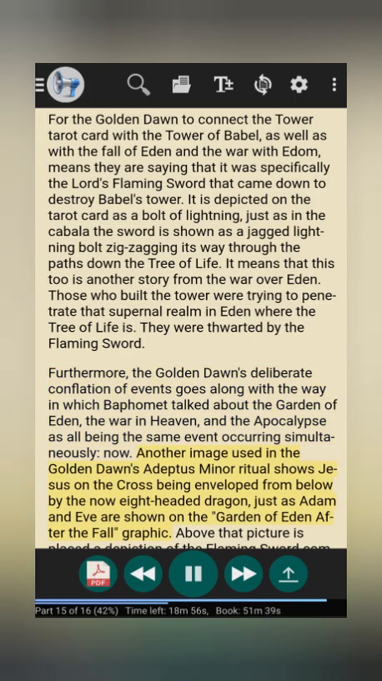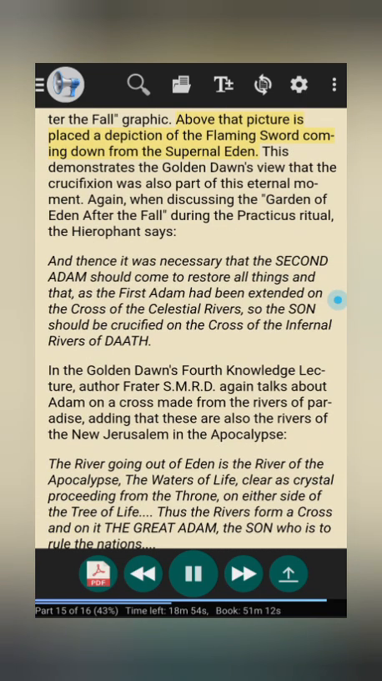Another image used in the Golden Dawn's Adeptus Minor ritual shows Jesus on the cross being enveloped from below by the now 8-headed dragon, just as Adam and Eve are shown on the Garden of Eden after the fall graphic. Above that picture is placed a depiction of the flaming sword coming down from the supernal Eden. This demonstrates the Golden Dawn's view that the crucifixion was also part of this eternal moment.